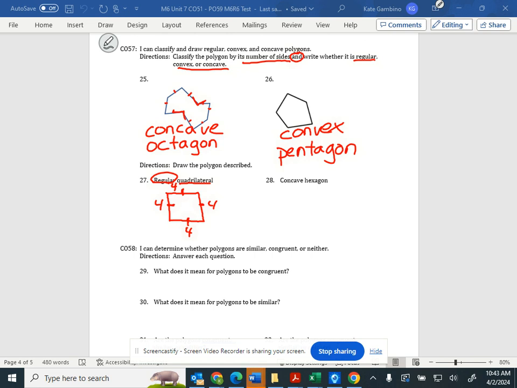If it is a concave hexagon, hexagon means 6, and it needs to be concave. So mine looked like this. One side caved in, and I've got 1, 2, 3, 4, 5, 6. Any questions on those two?